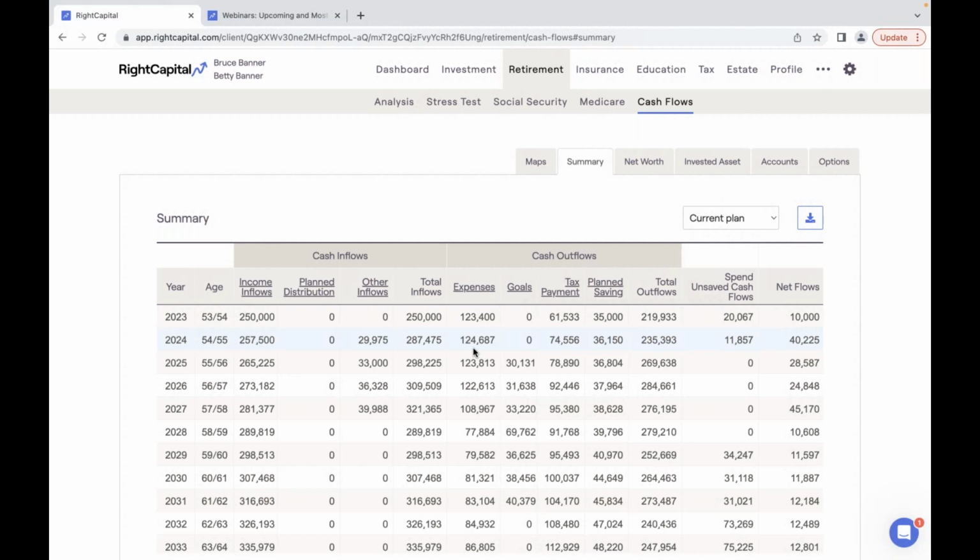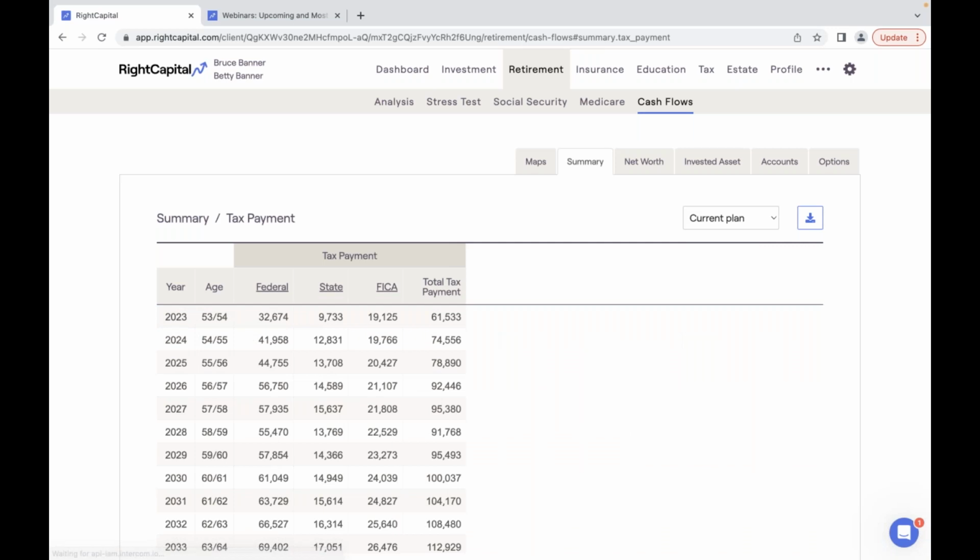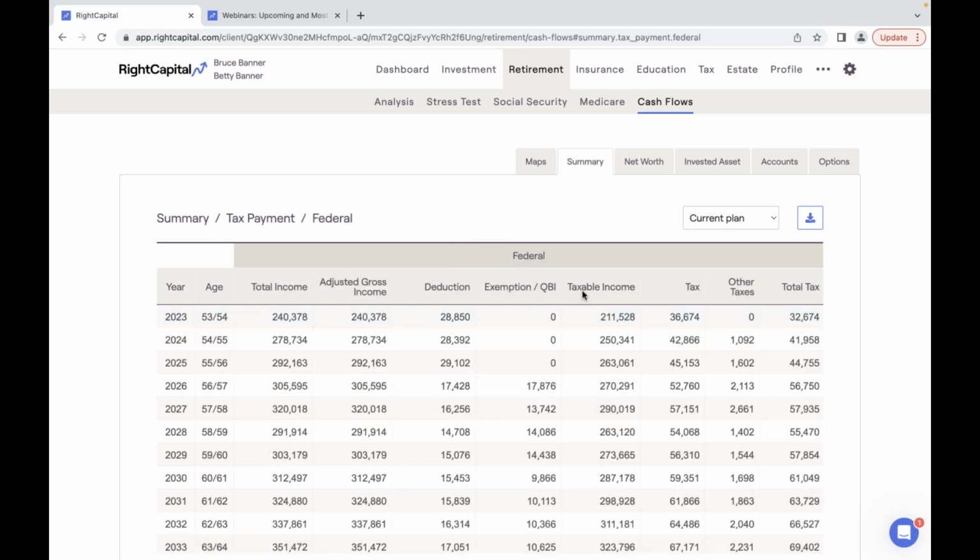And of course, this is a great place to visualize what the total expenses look like, where we have a breakdown of total costs, goals, tax payments, any planned savings, and any spent unsaved cash flows or positive net flows. Before we get into all the details here, I just want to remind everyone, we're going to explain why there are positive net flows here, as well as some spent unsaved cash flows. We're going to explain the planned savings and how that maps out, and all the details around tax payments and things like that. But we first just want to give everyone a quick overview of the data before we start getting into the details.